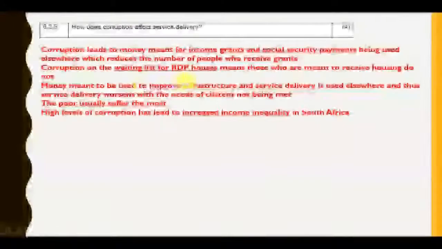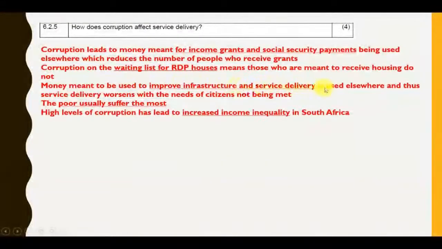Corruption on the waiting list for RDP houses means that those who are meant to receive housing do not. So if suddenly someone who's never been on the waiting list for an RDP house is number 2 on the list, you know that there's a problem, because if they get that house, it means someone who's been on the list for many years will not be able to get a house.